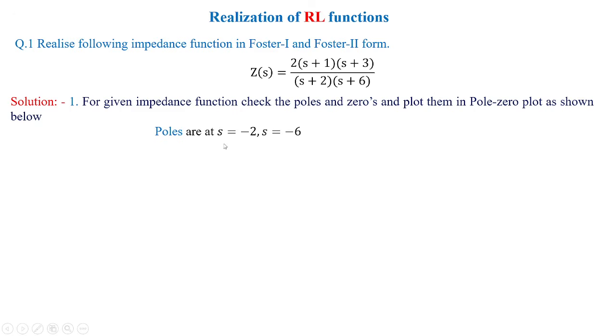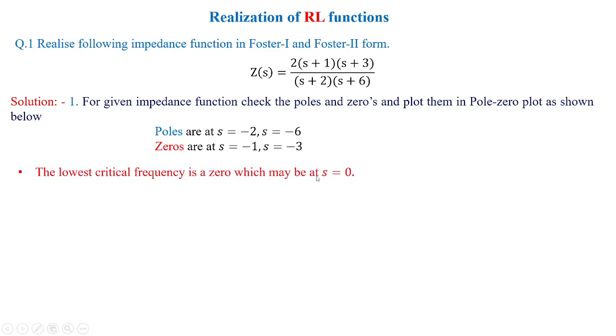We are going to get the poles at s equal to -2 and s equal to -6, as you can see from this polynomial Z of s, whereas the zeros are at -1 and -3. So if we plot this pole-zero plot, we are going to observe that the lowest critical frequency is a zero, which may be at s equal to 0.